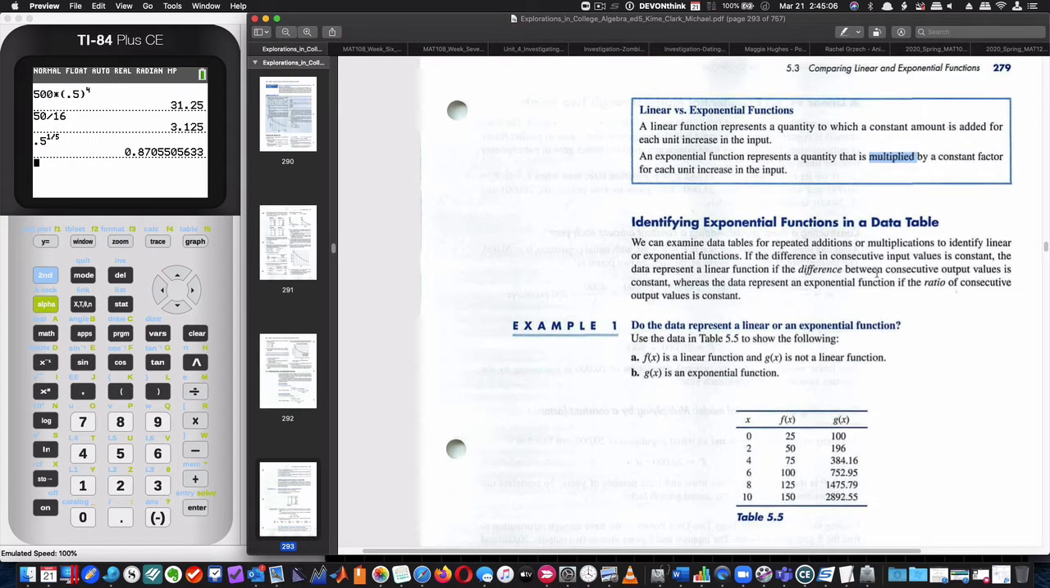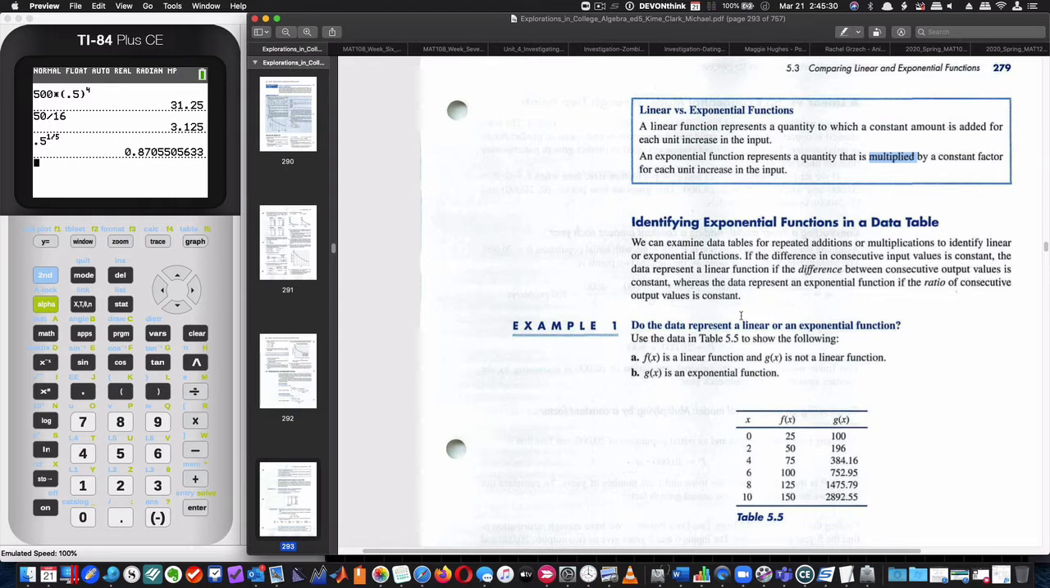So here's our first example. Identifying exponential functions in a data table. So how do we determine if a function is either exponential versus linear? Example one gives us this table, 5.5. And you should follow along, but I'm also going to overlay this, I think. We're going to try to do it that way. We'll see how it works out.